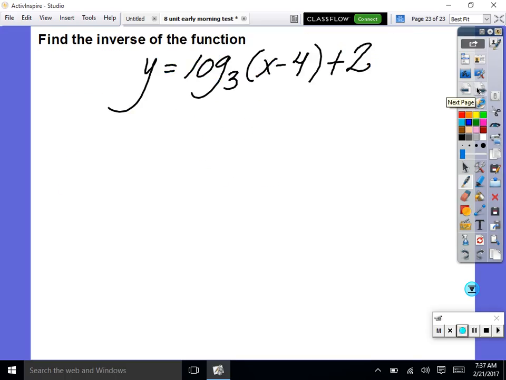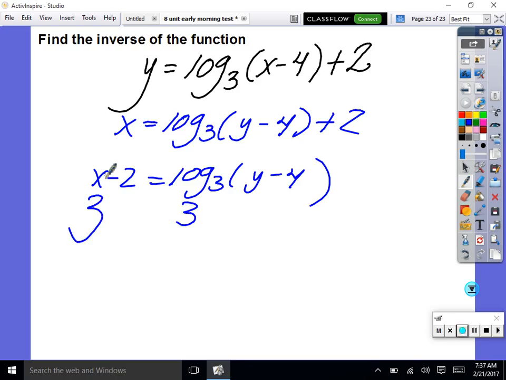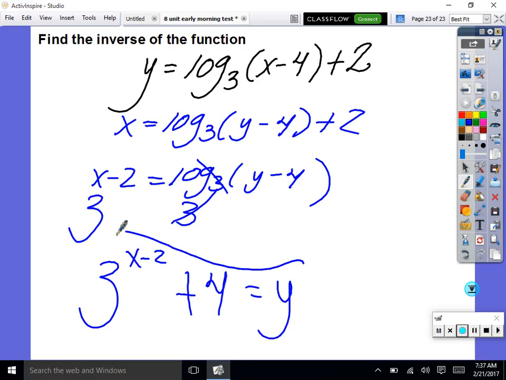Okay, it says find the inverse of the function. This is the last problem on the test. How do we find inverses? We switch x and y. So log base 3 of y minus 4 plus 2. Then what should we do? Subtract 2, right? x minus 2 equals log to the base 3 of y minus 4. Now our next step is to undo log to the base 3 because y and 4 are trapped inside, so base 3 both sides. 3 to the x minus 2 equals y minus 4, and then when we add 4, 3 to the x minus 2 plus 4 equals y. And that's the inverse, guys. It's that easy. It's just algebra.